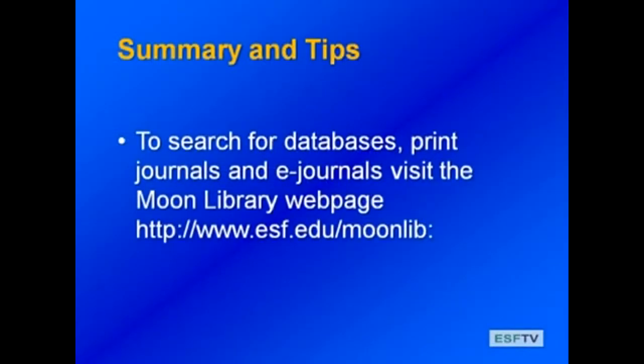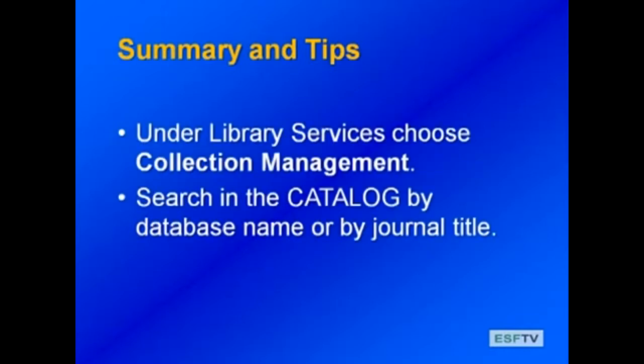Okay, so let's review. We've covered quite a bit with our searching today. Again, to search for the databases, to see what we have in print, or to access our e-journals, you always want to start from the Moon Library homepage. Under Library Services, choose Collection Management, and that's where you get those nice lists that tell you what we own and where you get the hot links so you can actually access a lot of those resources. The other option is to go into the Moon Library homepage and choose Catalog, and just go ahead and type in your journal title or the database that you're looking for.